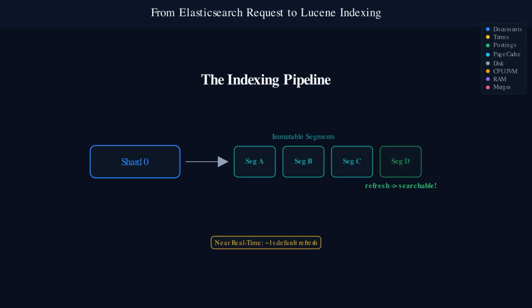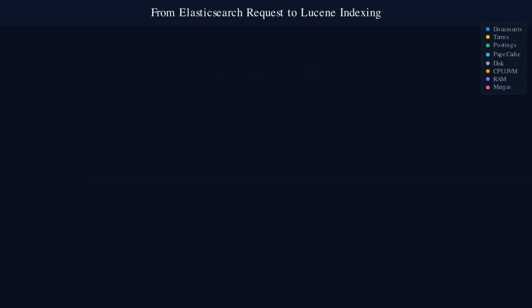When enough data accumulates in the in-memory buffer, Lucene writes a new segment. Elasticsearch then performs a refresh, which simply opens that new segment for searching. This is why Elasticsearch is called near real-time. Documents become searchable within about 1 second by default, not because they are instantly written to disk, but because the new segment is opened for search from the file system cache.